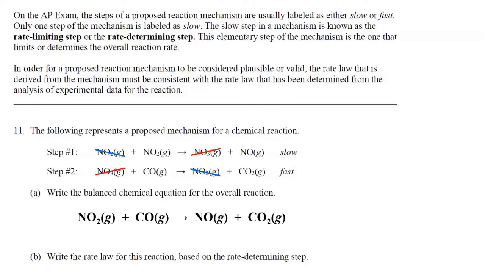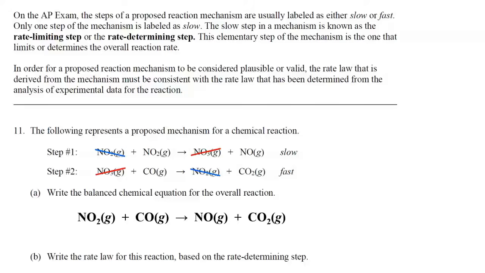Notice that I crossed off just one of the NO₂ molecules that was present as a reactant in step 1. So if NO₂ were in fact a catalyst, it would not appear at all in the overall balanced chemical equation. So I was just simplifying one of the molecules of NO₂, but NO₂ is not a catalyst because it is in fact a reactant. So the overall balanced chemical equation is NO₂ plus CO to produce NO and CO₂.